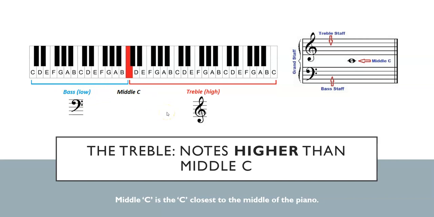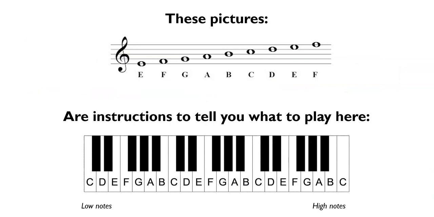Now, you can see middle C on the treble stave over here, on the grand stave, and it's right in the middle of the treble and the bass clef. Now, we're going to focus this term on the treble stave. You're not going to be given any questions on the bass, so I'm not going to go through it in this lecture. Okay, cool. So, just a reminder, we use pictures to tell us what to play on these keyboards.